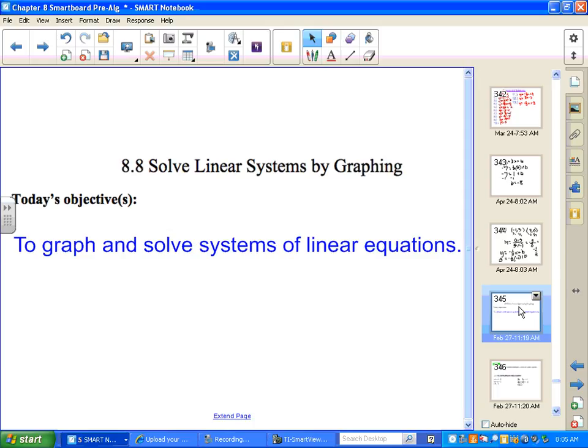Good. So before we start, okay, so this title is Solve Linear Systems by Graphing. What do you think we're going to be doing? Donatus? Good. Graphing two equations. Why? What's the point? Why do you think we're going to be graphing two equations? Briar.